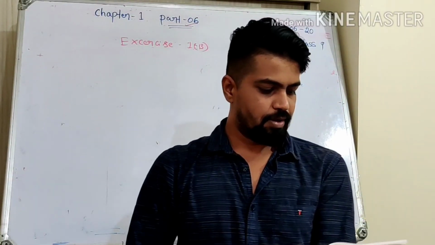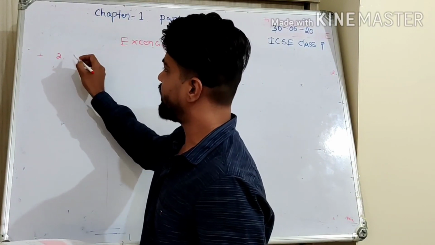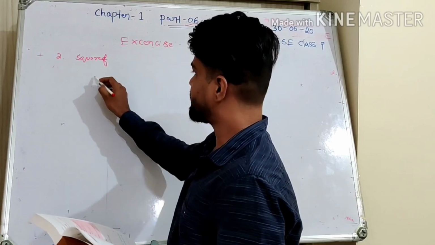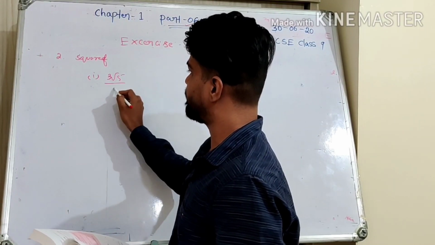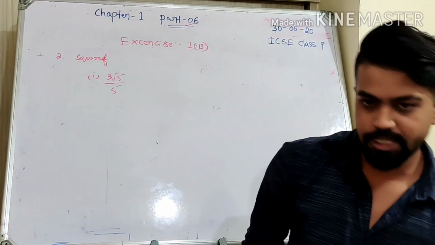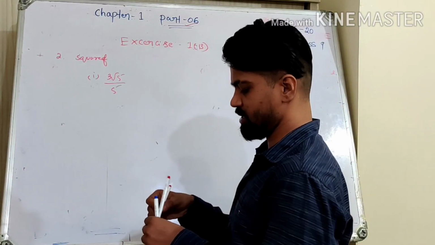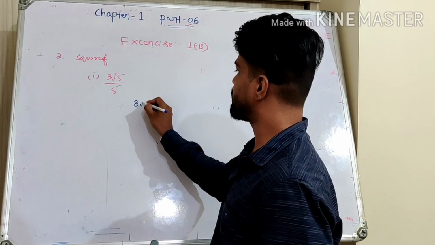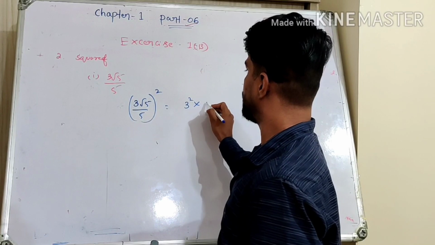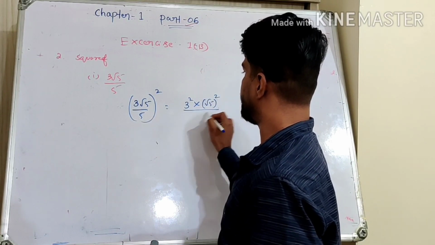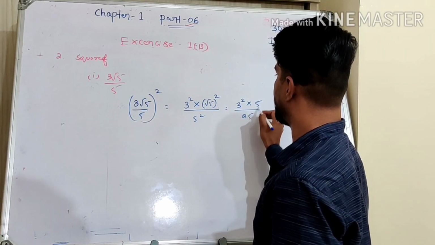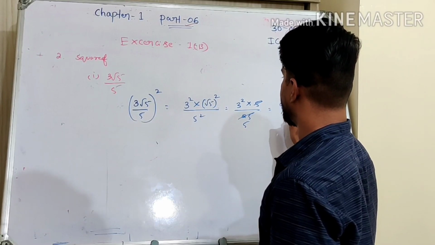Now find the square. The second question is: find the square of... I'll take the first example only. 3 root 5 by 5. You can do it two ways. One is to first simplify and then square, or square it and then simplify. I'll go for squaring first. When you square it, it becomes (3 root 5 by 5) whole square, which is 3 square into (root 5) whole square by 5 square. We end up with 3 square into 5 divided by 25. 5 ones are 5, 5 fives are 25. We end up with 9 by 5.